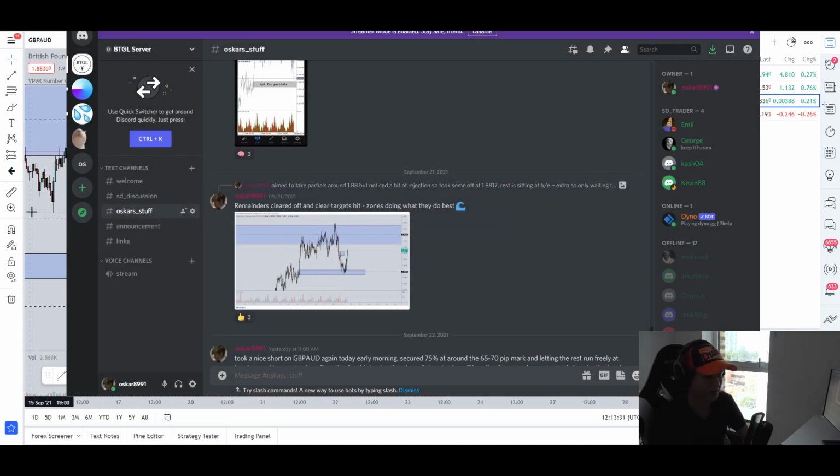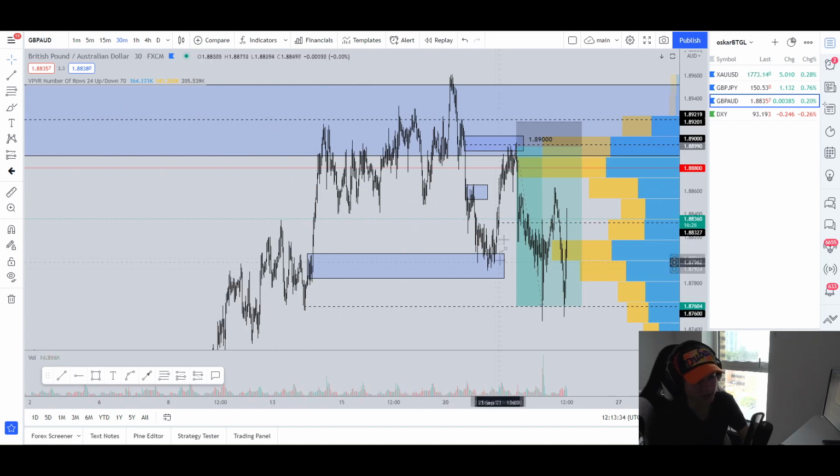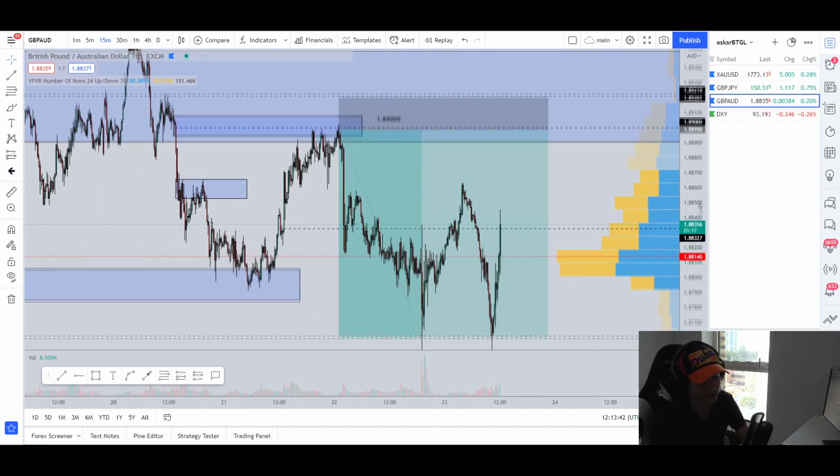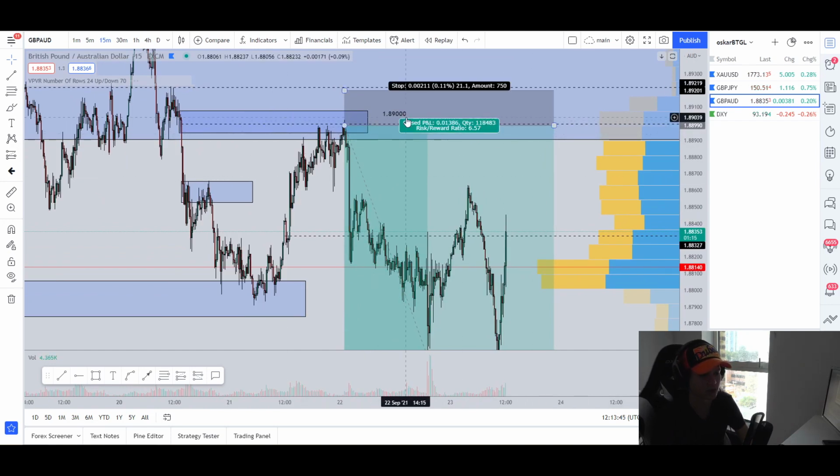From there we hit this 1 hour demand block. It came back to the upside, so really getting that sort of ping pong motion between the zones, which is exactly what you like to see. But then we came into a very nice 15-minute block here around the institutional number 1.89.